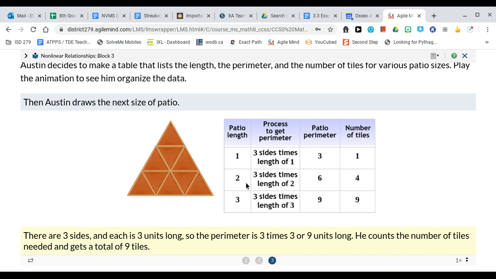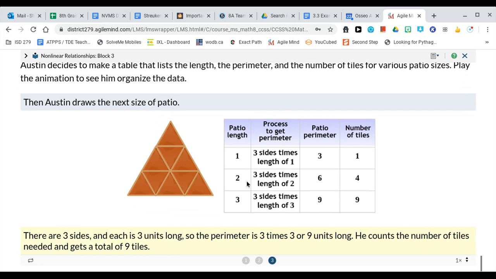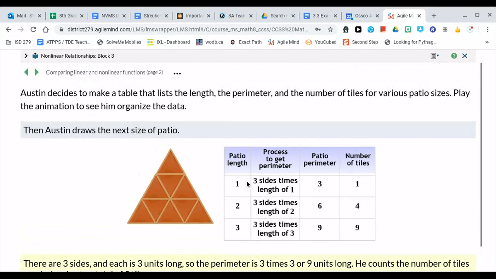Now feel free to stop and pause this video if I'm going too fast or if the video is going too fast. You can pause and play as fast or as slow as you'd like.